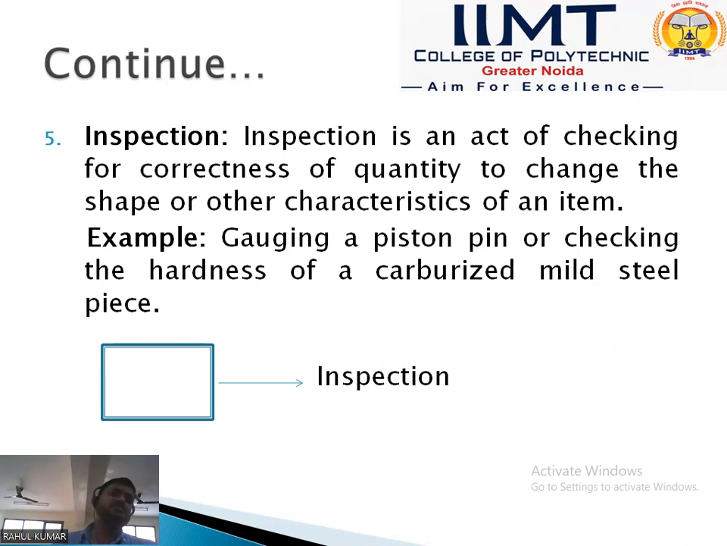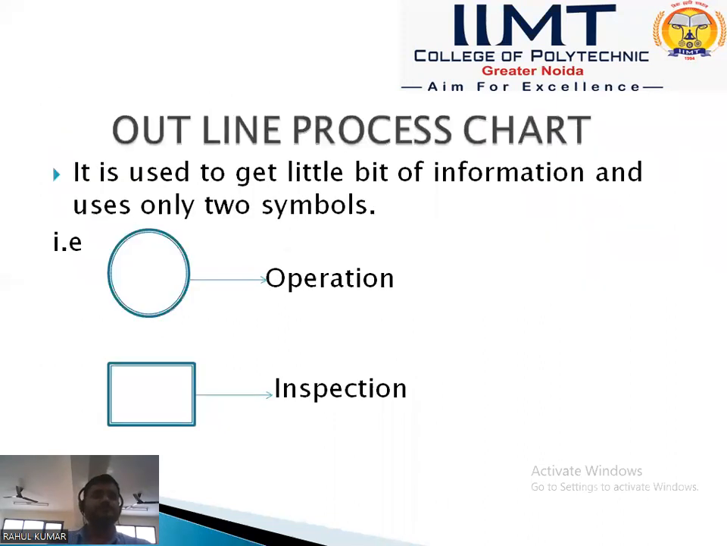These five basic symbols are used: first is operation, then transportation, delay, inspection, and storage. These are all basic symbols. Without these symbols, we can't draw any process chart.